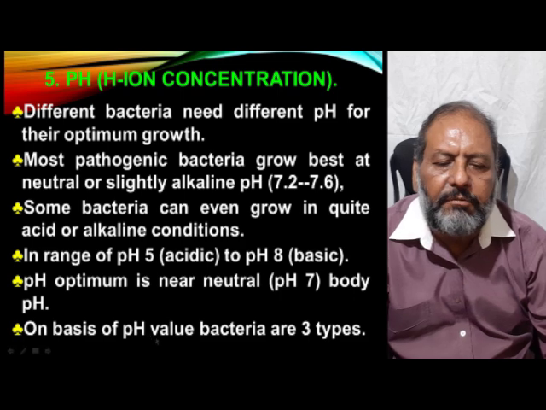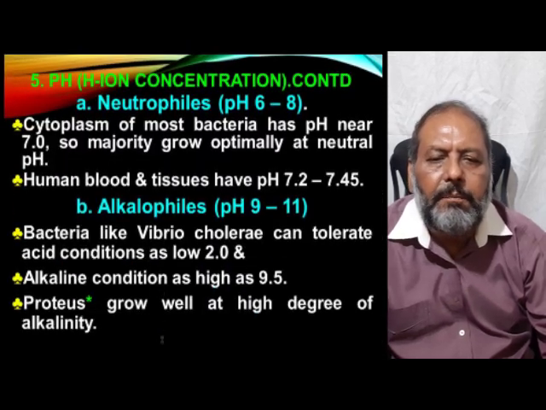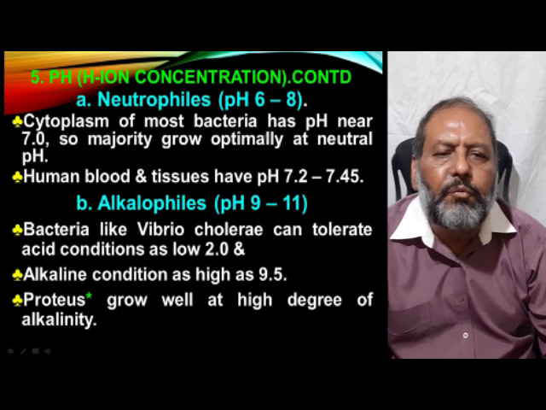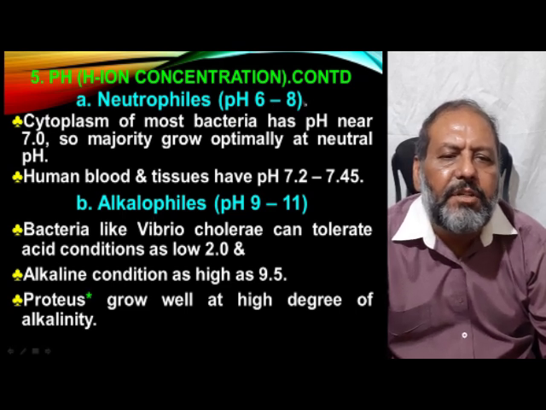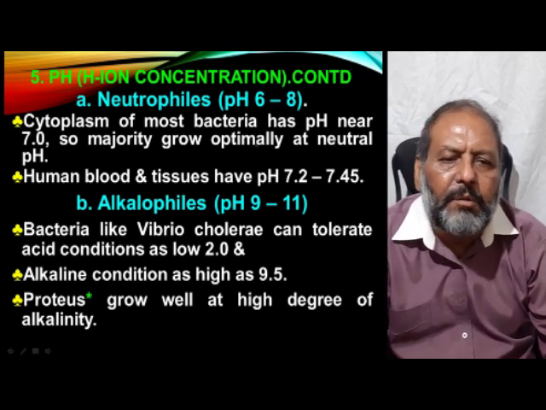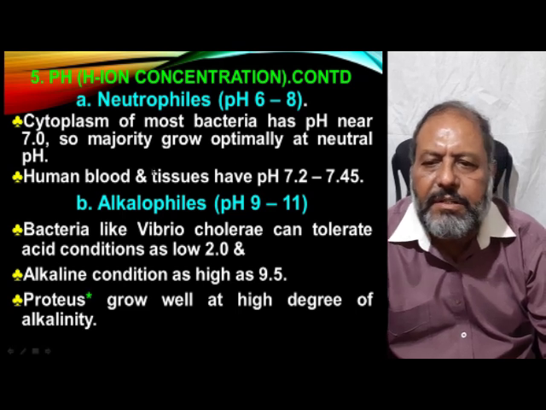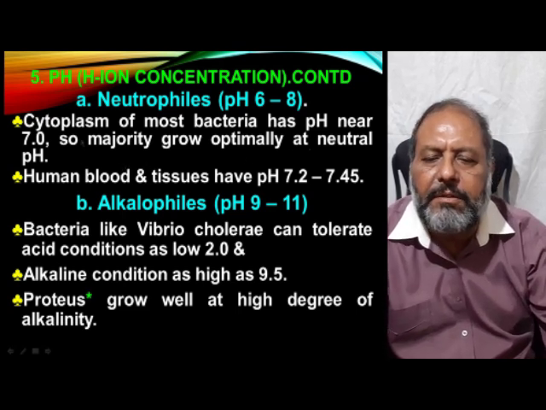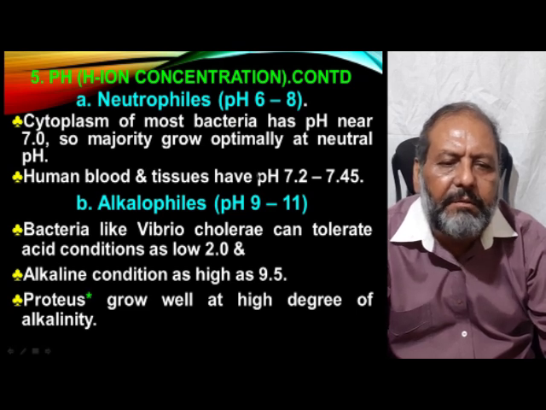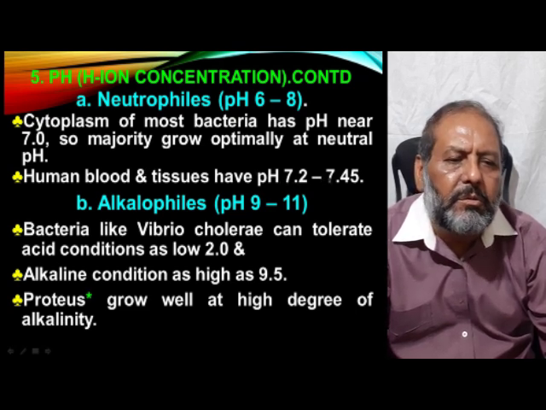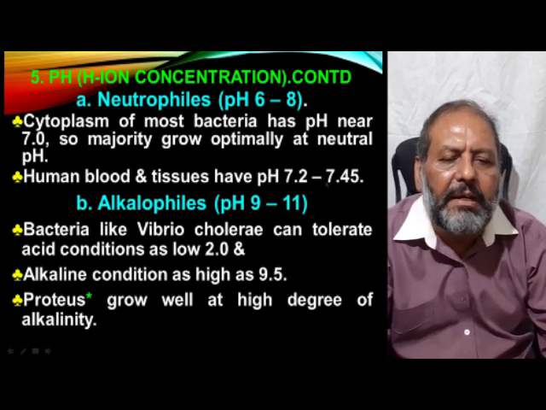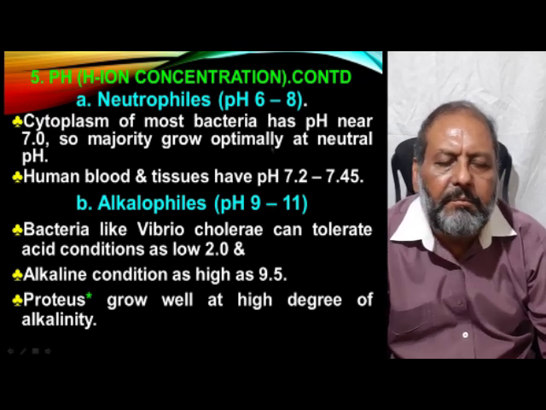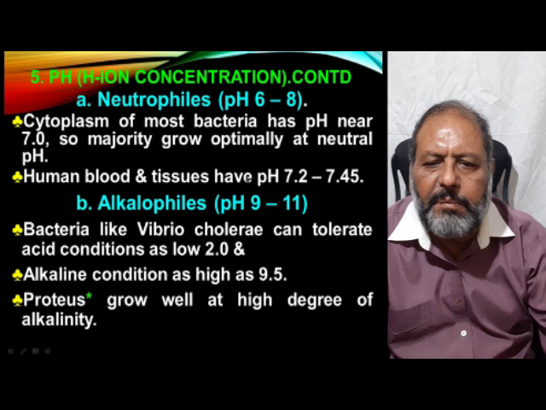On the basis of the pH value, bacteria are classified into three types. Number one, neutrophiles. Their pH is 6 to 8. The cytoplasm of most bacteria has a pH near 7, so the majority grow optimally at neutral pH. Human blood and tissue have a pH of 7.2 to 7.45, so that is favorable for these kinds of bacteria to grow well in a human being.